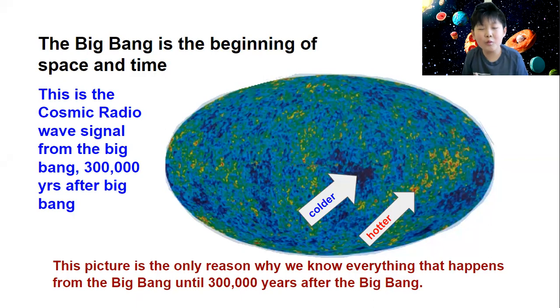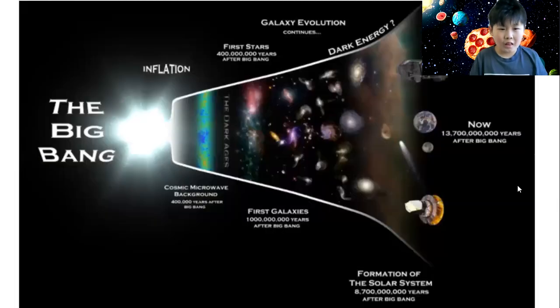This is the cosmic wave signal from 300,000 years after the Big Bang. The picture is the only reason we know everything that happened from the Big Bang till 300,000 years after the Big Bang. Darker areas in the wave signal are colder, and lighter colors are hotter. We'll go back to this picture later.